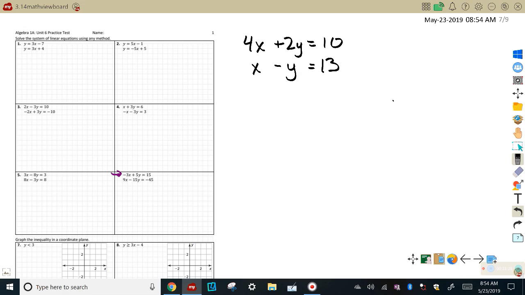You might want to do it on the back. You guys have an option too. Some of you might try to get rid of the x's. Some of you might try to get rid of the y's.